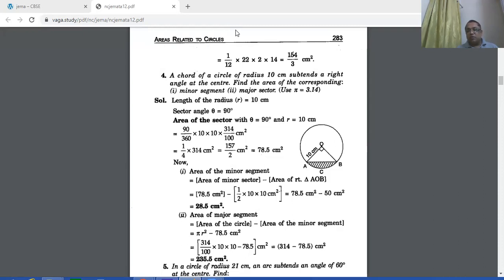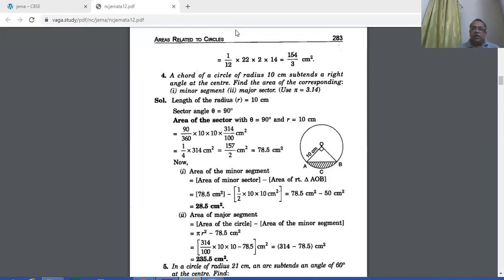Now area of the sector minus the triangle. Now this is the right angle triangle. So for a right angle triangle, we can use half base into height. This is radius, this is also radius, so base and height both are 10. So half into 10 into 10, 100 upon 2, 50. So that's how we get this answer, 28.5.